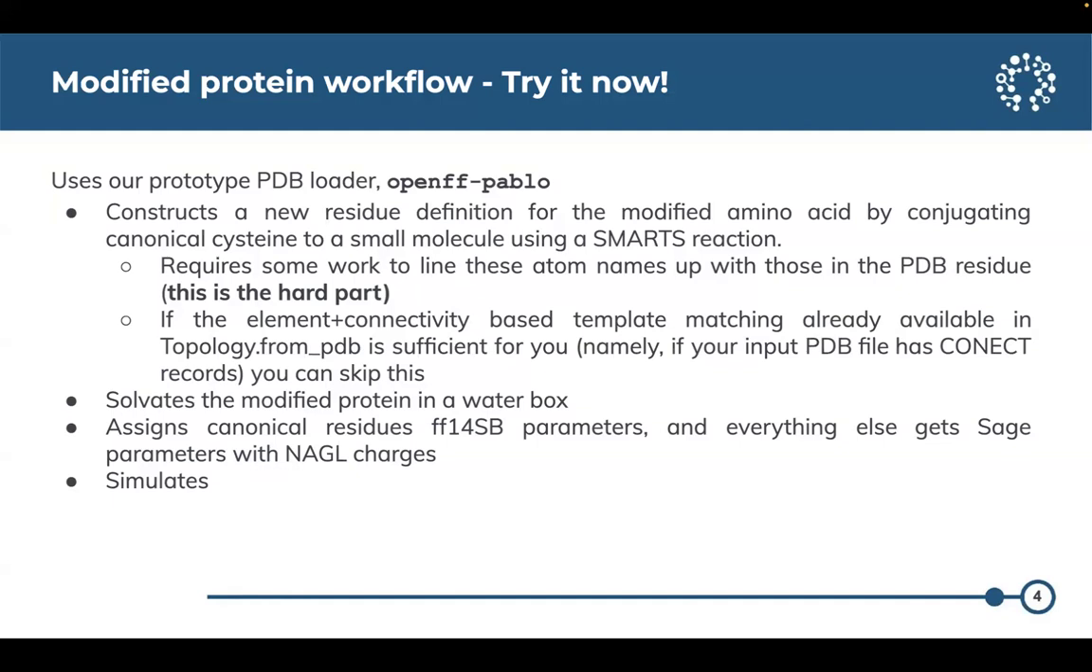And this will be able to load all the canonical stuff from the chemical components dictionary that's published by the Protein Data Bank. But also, it should be able to allow users to define new residues. So if they have a conjugated drug attached to an amino acid on their protein, they can define that as a new residue easily and pull that in. So that's what we're hoping to accomplish with OpenFF Pablo.